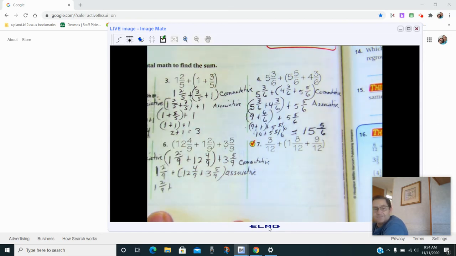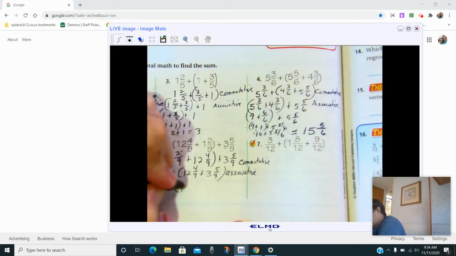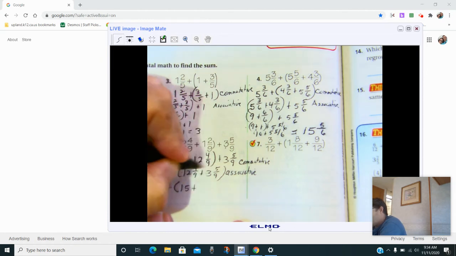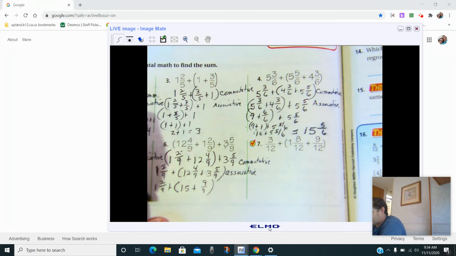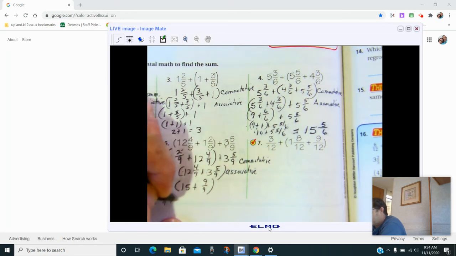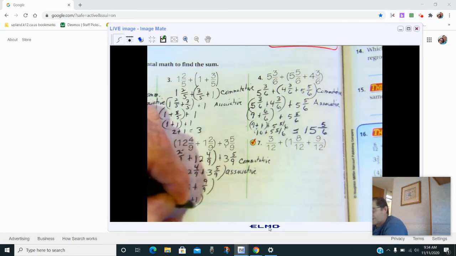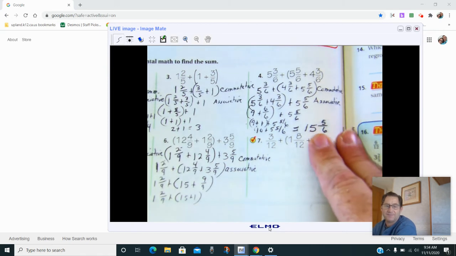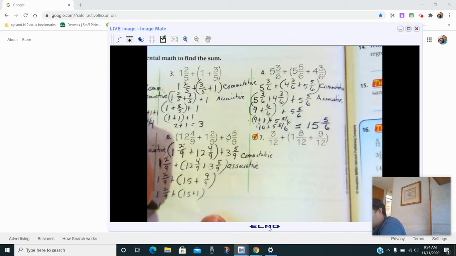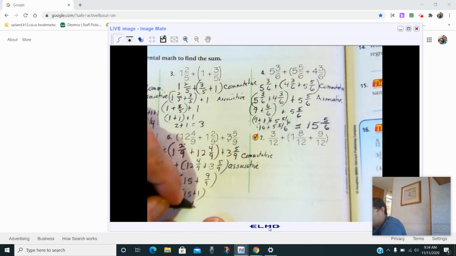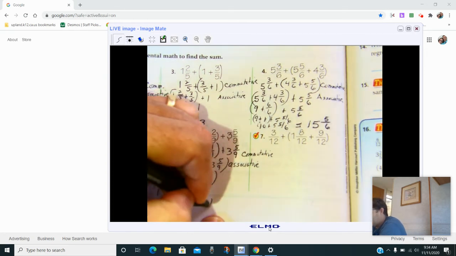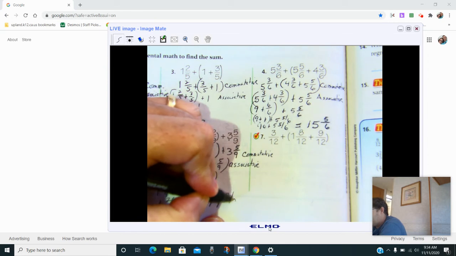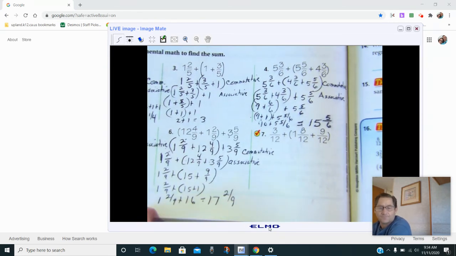12 and 3 is 15. 4/9 and 5/9 is 9/9. Okay, so we can rename 9/9 as 1. So now we have 1 and 2/9 plus 16. Well, 16 plus 1 is 17 and 2/9. Okay.